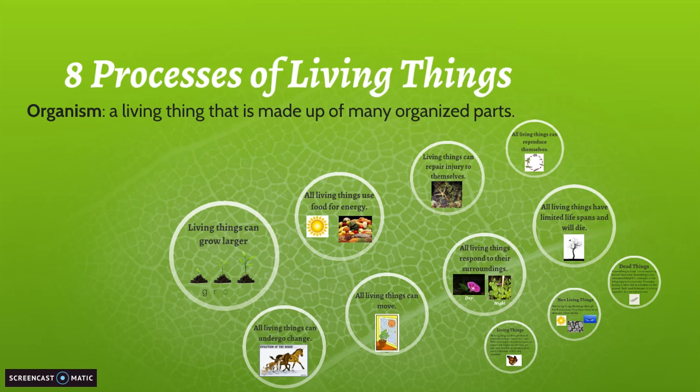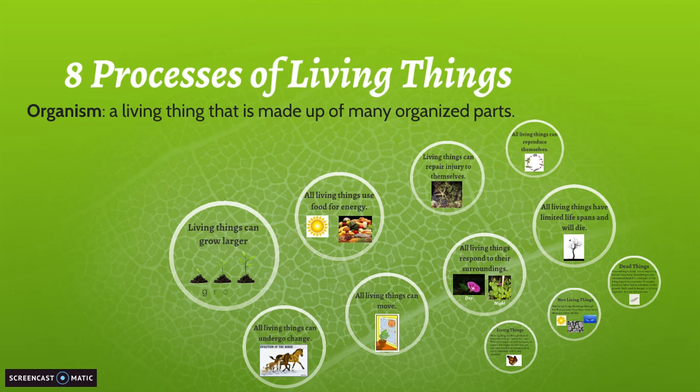So before we get started, let's think about what an organism is. An organism is a living thing that is made up of organized parts. An example of an organized part would be cells or organs. And plants have cells, people have cells. All living things are made up of tiny organized parts.